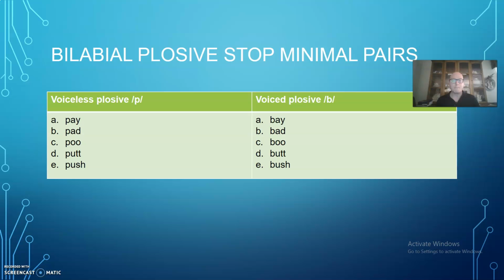Bilabial plosives stop minimal pairs. So what does it mean, minimal pairs? Minimal, obviously, meaning the smallest amount, and pairs, meaning two. So what it refers to is that in the pronunciation of p and b, the articulation of your mouth and your tongue and the airflow are the same.